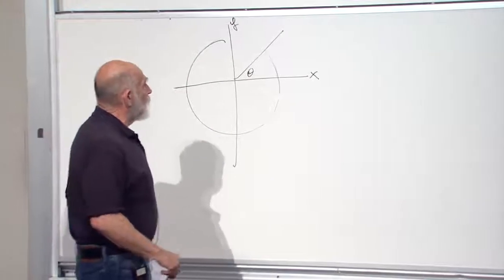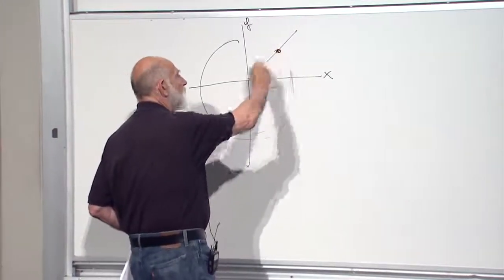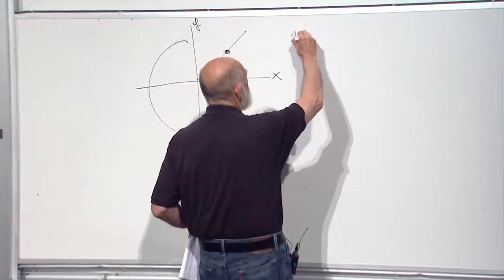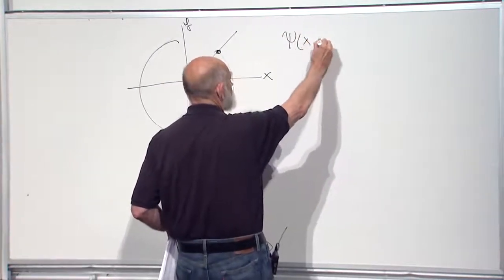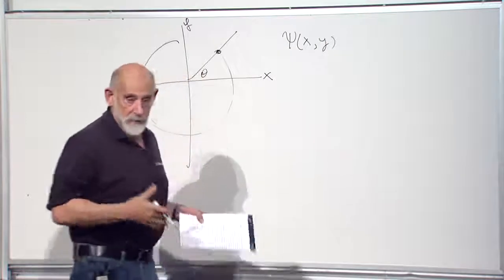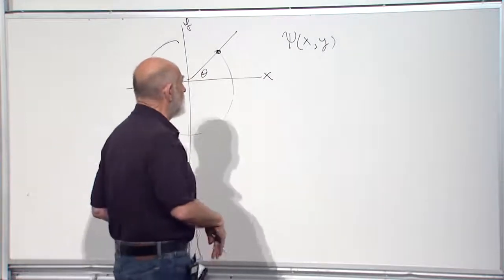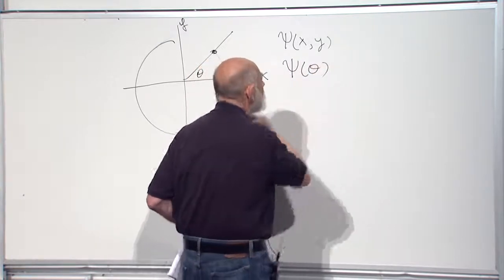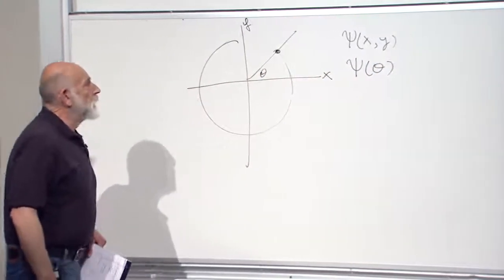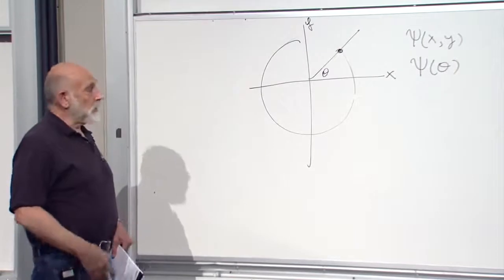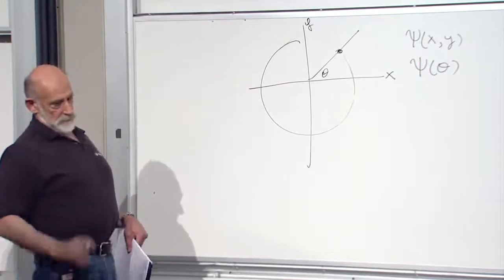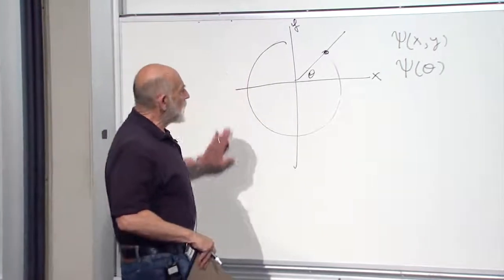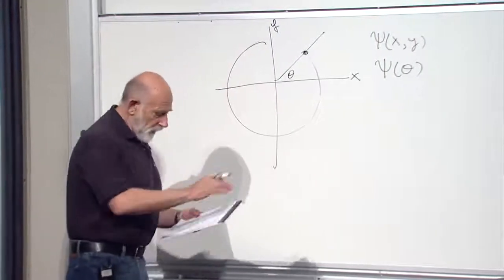That particle has a wave function. Here's the particle over here. The wave function could be thought of as a function of x and y, but as I said, that's excessive, too many variables. We can just think of it as psi of theta. The wave function times its complex conjugate defines the probability to find the particle on the circle.